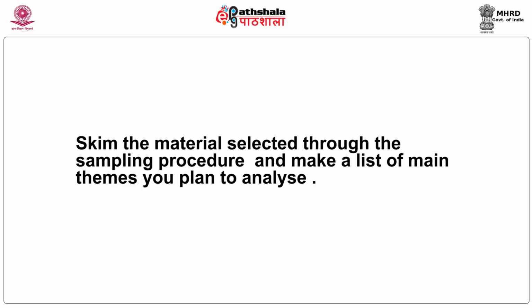Through multi-stage systematic sampling, you may select 12 issues of the newspaper of a particular year following any systematic scheme like 1st Jan, 2nd Feb, 3rd March, 4th April, 5th May, 12th December. This will be a sample. 3. Skim the material selected through the sampling procedure and make a list of main themes you plan to analyze.